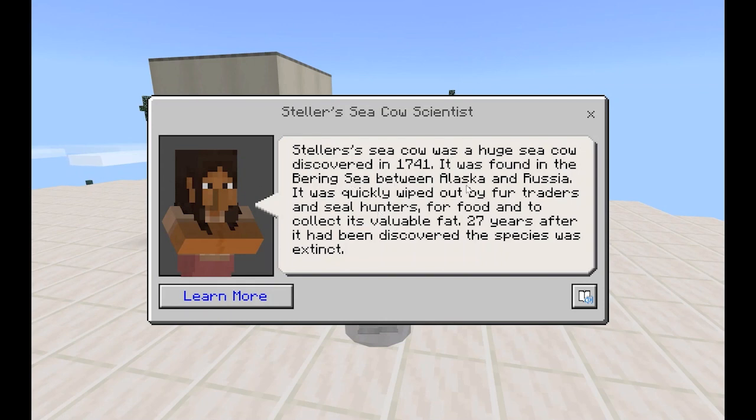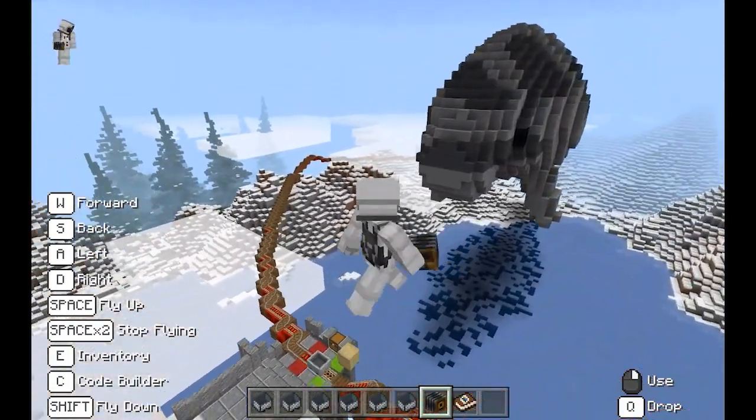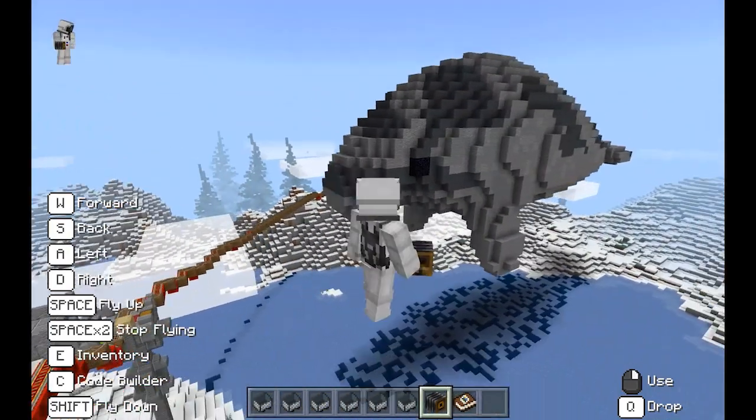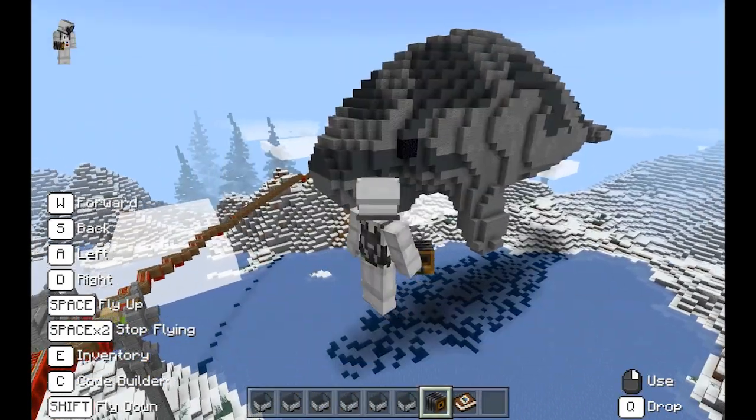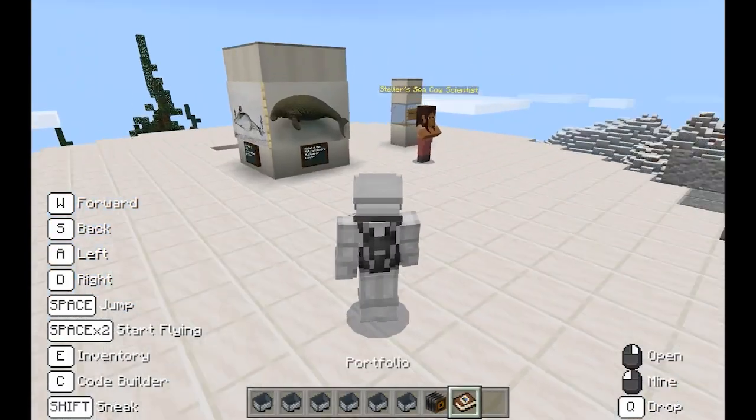And it looks like from what I'm reading, I don't see anything about disease or their ecosystem changing. I just see fur traders, which were hunters looking for fur on animals. This was back before when you had to make your own clothes. So let's take a picture. There we go. And Stellar's sea cow. Let's put that in our portfolio.